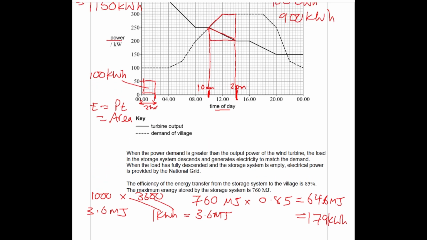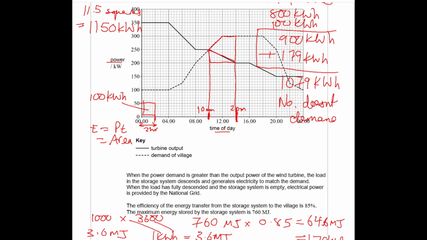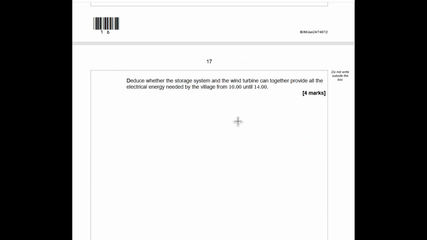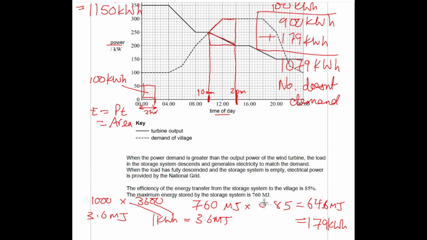So if you add that to the 900, 179 plus 900 gives 1079 kilowatt hours. So no, it doesn't meet demand. Now, all these calculations that I've done and my conclusion, of course, you've got to put into here. Actually, if you leave it there, they should be marking it anyway.